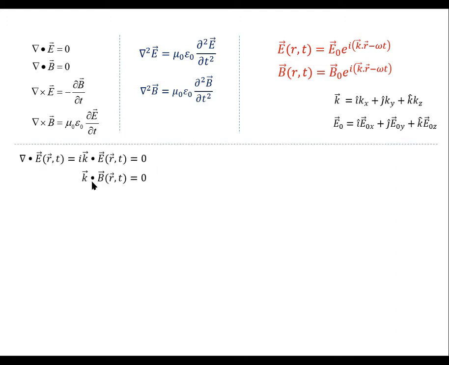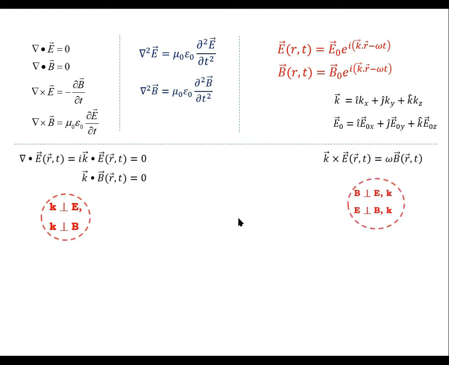In that, the relation between k, E and B was found by placing the E and B solutions in Maxwell's equations, and that gave the conclusion that E and B are perpendicular to the wave propagation vector. We have also found this relation by putting these solutions of E and B in the third and fourth Maxwell equations, and its conclusion is that B, E and k all are mutually perpendicular.